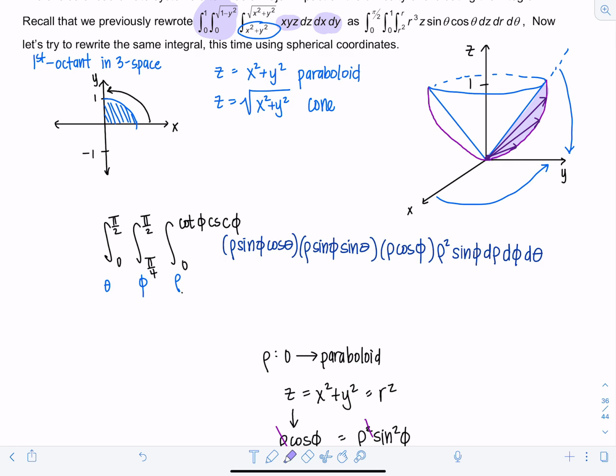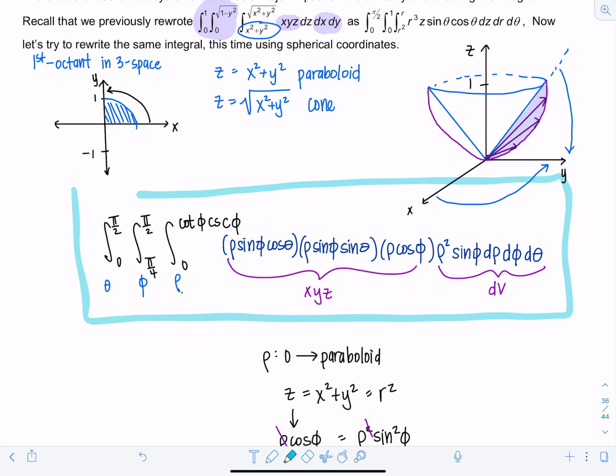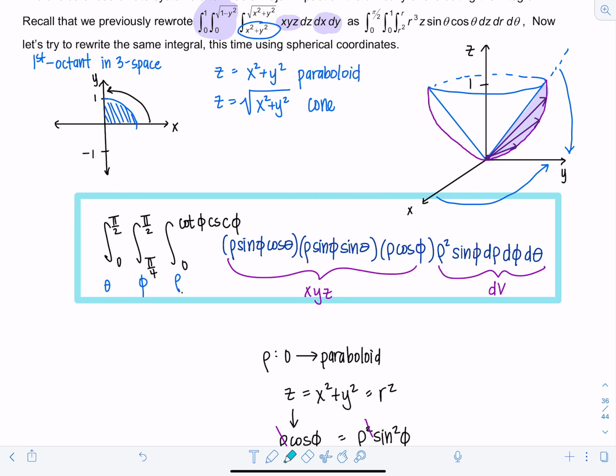So let me highlight the fact this is your dv and then this is x, y, z. So you know where everybody came from, okay? I don't think this was your best bet if you're gonna evaluate it. I would go with cylindrical. What about you?